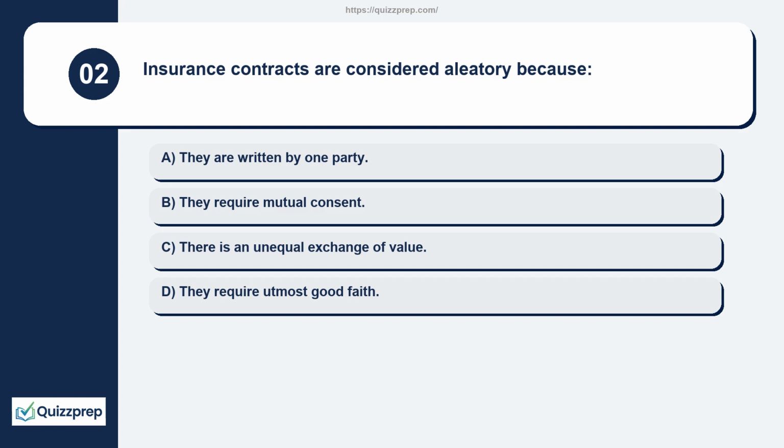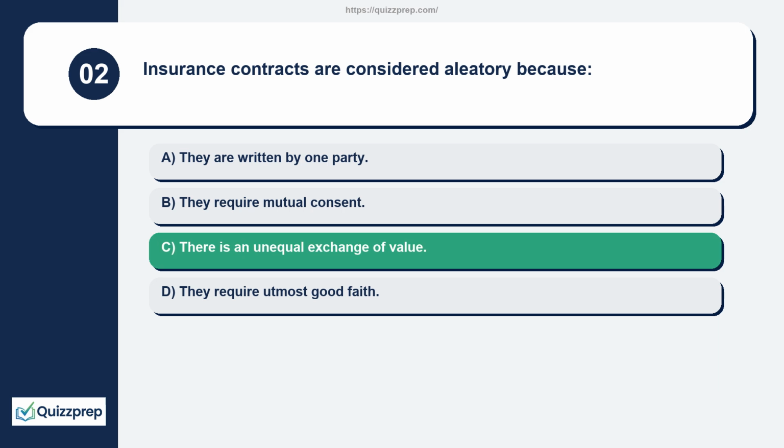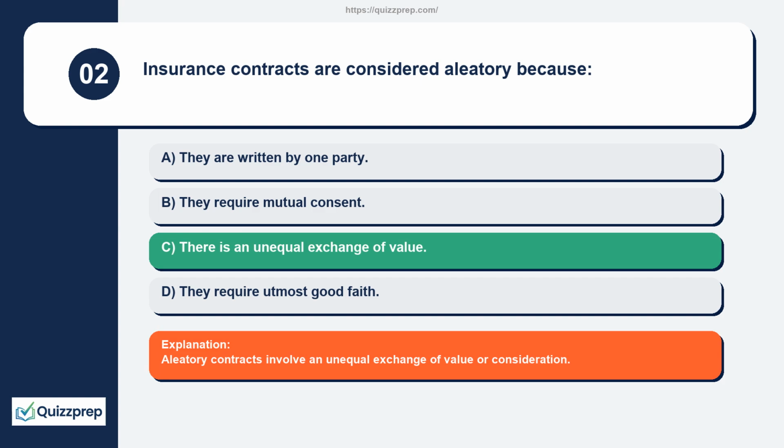Question 2. Insurance contracts are considered aleatory because they are written by one party, they require mutual consent, there is an unequal exchange of value, they require utmost good faith. Aleatory contracts involve an unequal exchange of value or consideration.